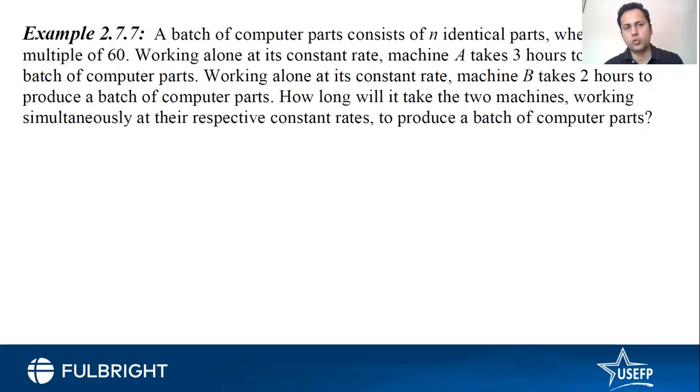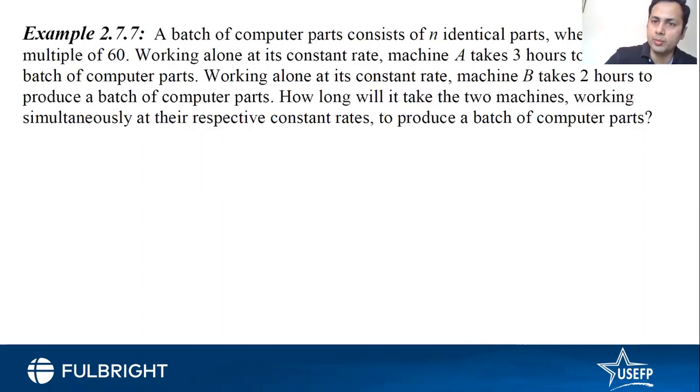So the next question is a classic question of rate. A similar question always comes in the exam. A batch of computer parts consists of n identical parts, where n is a multiple of 60. Working alone at its constant rate, machine A takes 3 hours to produce a batch of computer parts. So working alone, machine A takes 3 hours to complete the n parts.